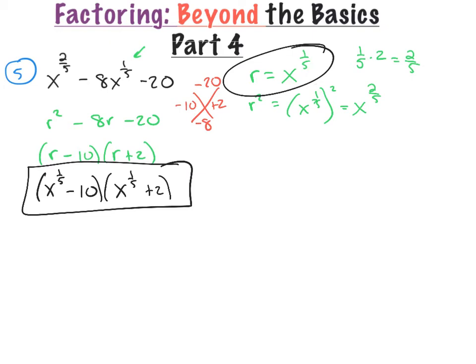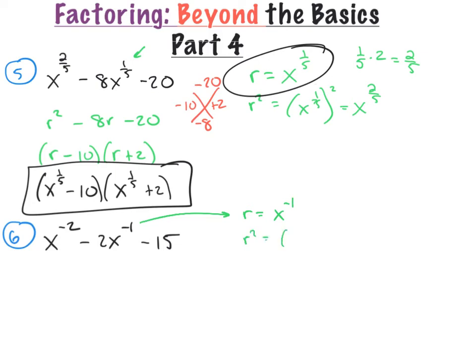Great. Number 6 is really similar, so let's do number 6 also. Number 6 is x to the negative 2 minus 2x to the negative 1 minus 15. So again, notice the first exponent is twice the middle exponent. Negative 2 is negative 1 times 2. So same idea as the last one. I'm going to let r be x to the negative 1, so that when I square that, I get x to the negative 2. So this becomes r squared minus 2r minus 15.